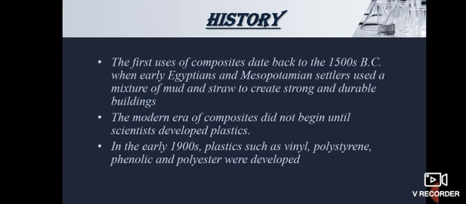Here is the history of composite material. The first uses of composites date back to the 15th, when early Egyptian and Mesopotamia settlers used a mixture of mud and straw to create strong and durable buildings.